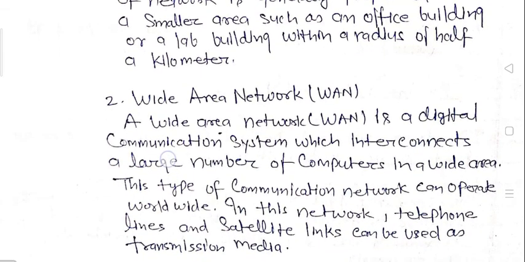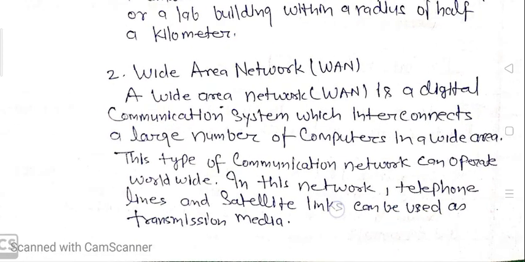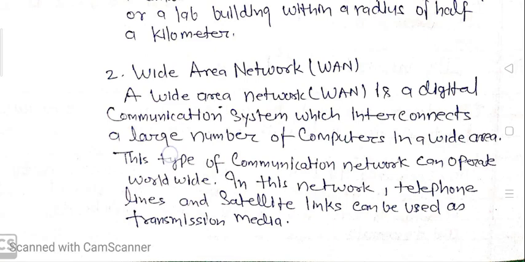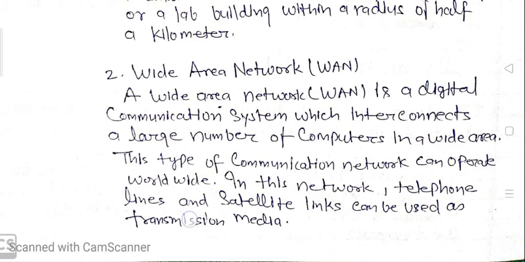Wide Area Network, WAN. A Wide Area Network is a digital communication system which interconnects a large number of computers in a wide area. This type of communication network can operate worldwide. In this network, telephone lines and satellite links can be used as transmission media.